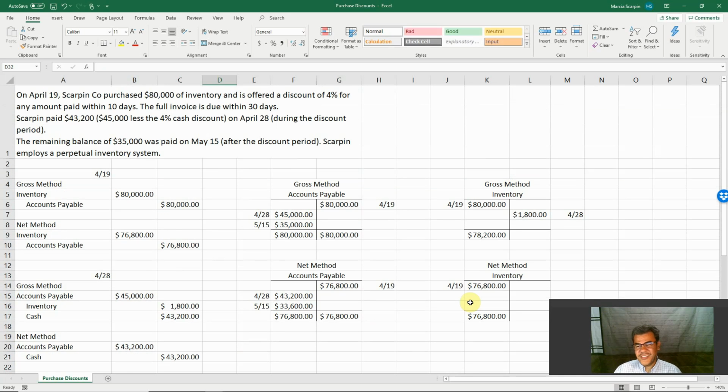So, guys, this is not so hard, quite similar to sales discount. The only difference is we have no expense or revenue here. We work with the inventory.